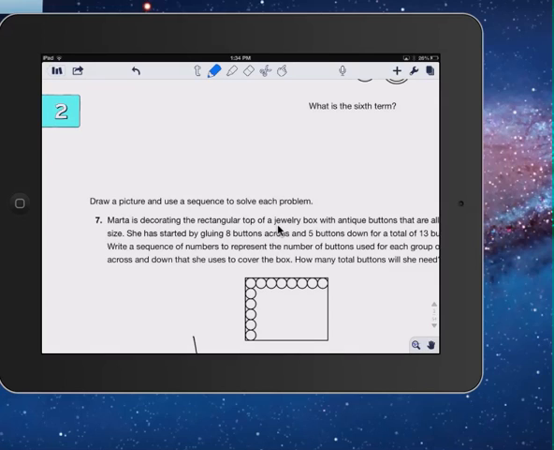rectangular top with antique buttons. They are all the same size. She has started by gluing 8 buttons across. And listen, guys, stop being so rude. Quiet down, guys. I'm reading.